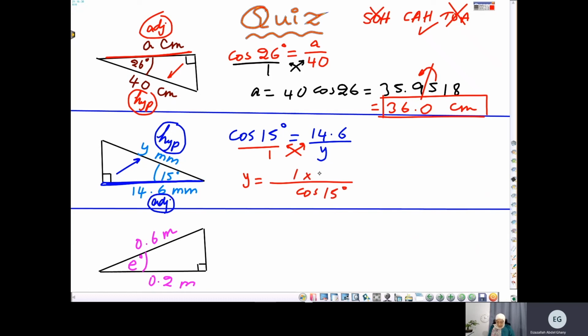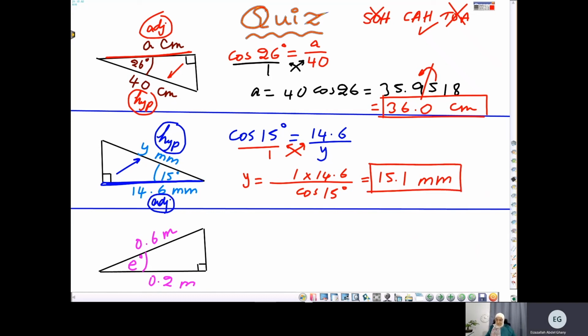Cosine 15 is equal to adjacent over hypotenuse, which is what? You have to write the invisible one and say fraction equals fraction, then multiplication. Y equals a long dash divided by the number connected to y, which is cosine 15. What shall we write up? 1 multiplied by 14.6 on the calculator. 14.6 divided by cosine 15, which is 15.1. But this time it's in millimeters. Take care.